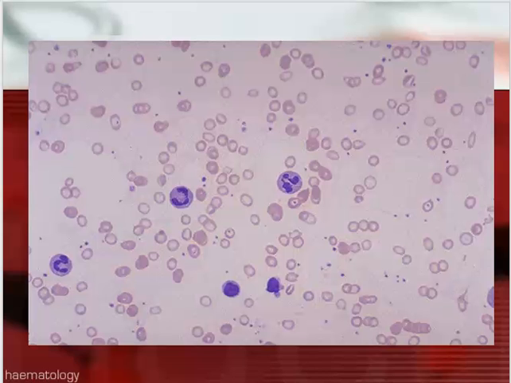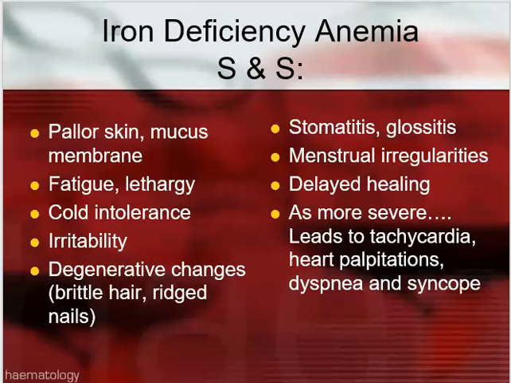This is a smear of anemia, not necessarily iron deficiency, but yeah. So the signs and symptoms of it, surprisingly enough, are pallor in the skin and mucous membranes, fatigue, cold intolerance, irritability, brittle hair, ridged nails. This is all because those hair follicles and nail beds aren't getting enough oxygen. Menstrual irregularities, delayed healing, tachycardia, heart palpitations, dyspnea, syncope. That's fainting and difficulty breathing.